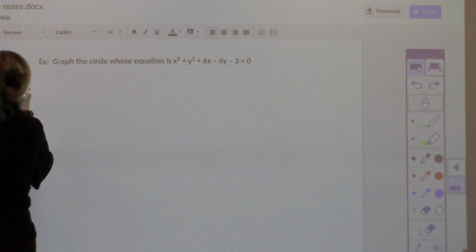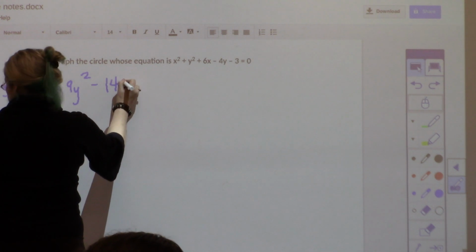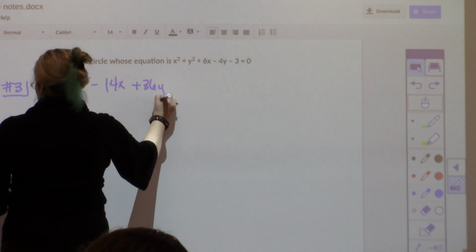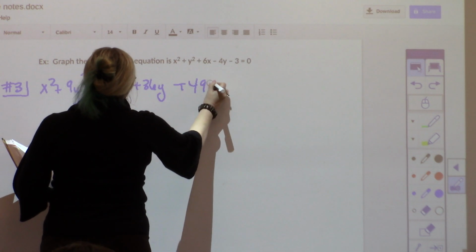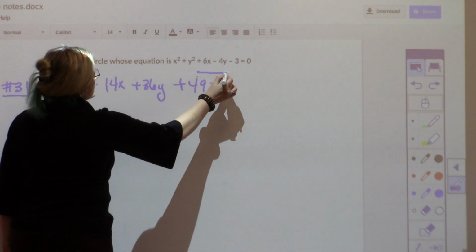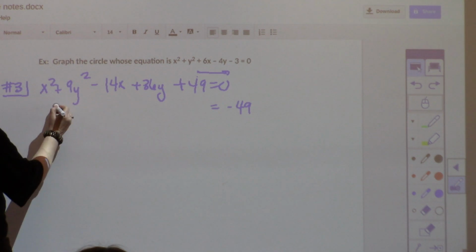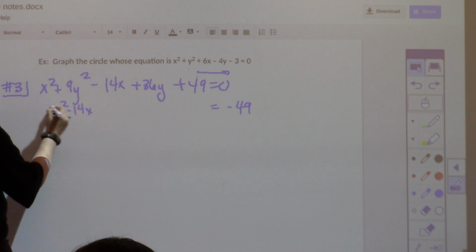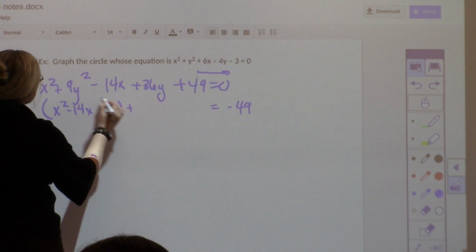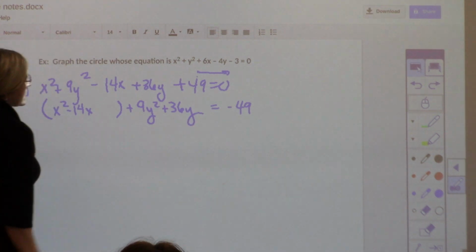All right, so number 3 on the homework had x squared plus 9y squared minus 14x plus 36y plus 49 equals 0. So you've got to complete the square. The first thing we need to do is move this guy over. It becomes minus 49 over here. Group our x's together, so we have x squared minus 14x plus 9y squared plus 36y equals that.